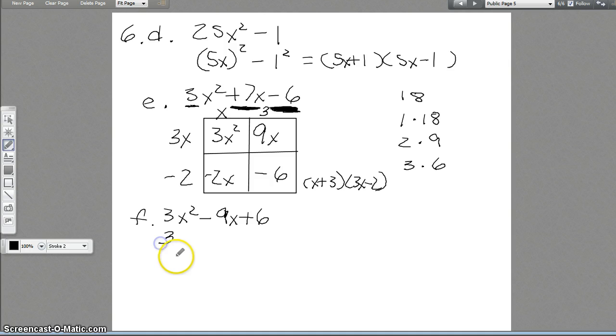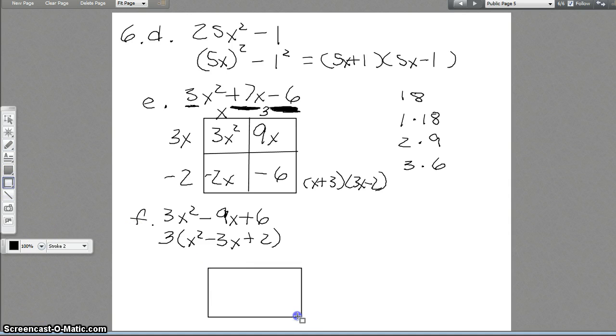Our greatest common factor is 3. So 3 times x squared will make 3x squared. 3 times a negative 3x will make negative 9x. 3 times a positive 2 will make 6. So x squared minus 3x plus 2 is what we have to factor. So we can draw a grid if you'd like for that. Here's a grid. Put in our grid lines.